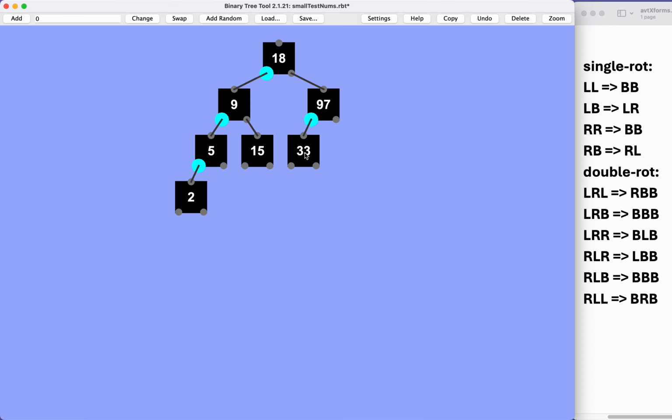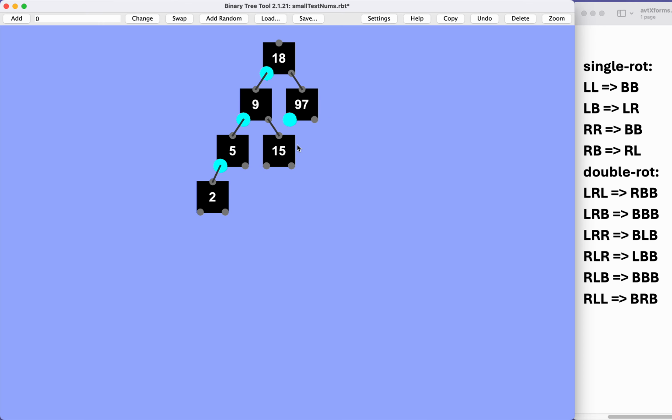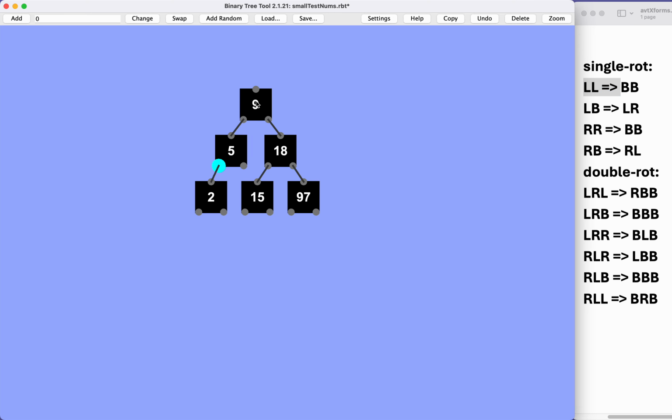Now we delete the 33. The 33 is deleted, and the 97 sees its left child shrink. Therefore, I need to adjust its balance factor back to be balanced. But this has gone from unbalanced to balanced. Therefore, this guy knows its right child has shrunk. Therefore, I need to do an adjustment of this guy to the left, but it's already left-leaning. Therefore, I have a left, left, which is this case, switch to balanced, balanced, and do a single rotation.